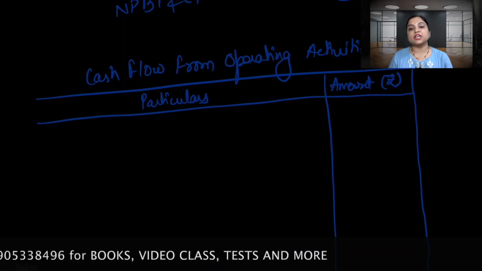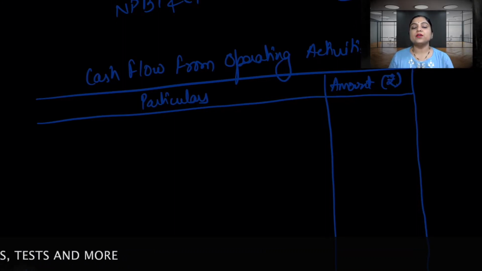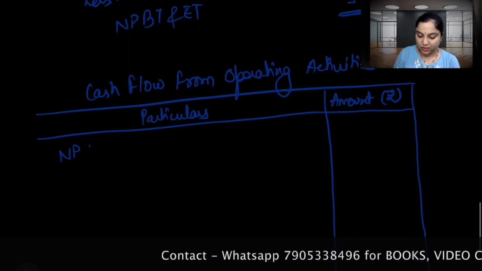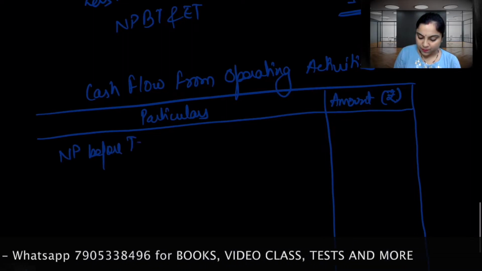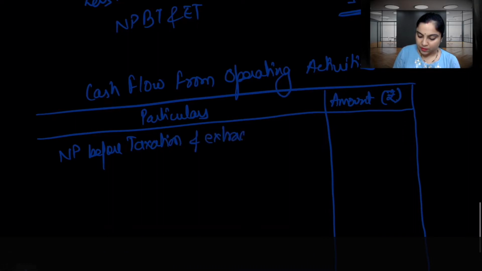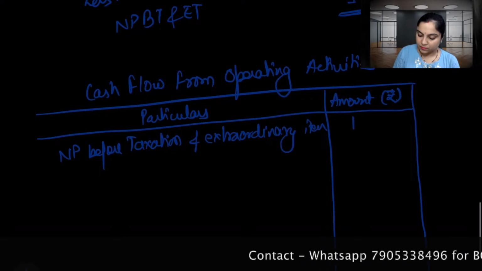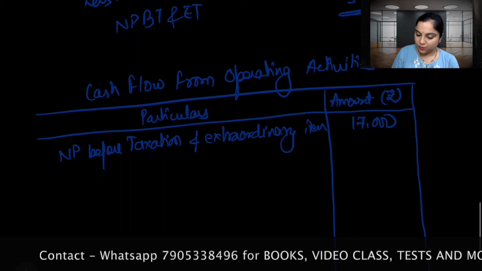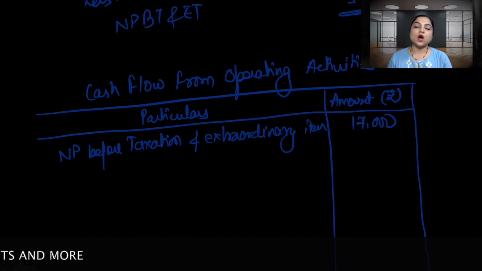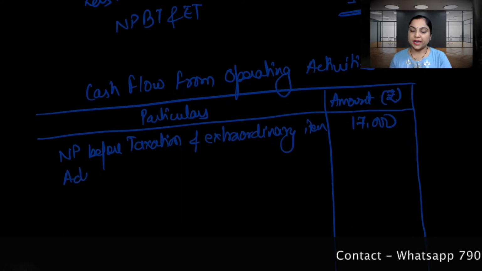So let's prepare the cash flow from operating activity. So we got the net profit before taxation and extraordinary items, which is 17,000. We got it from the calculation. So net profit before taxation and extraordinary item, we have rupees 17,000, right? We have 17,000. Okay, and now we have to make an adjustment of non-cash and non-operating item.